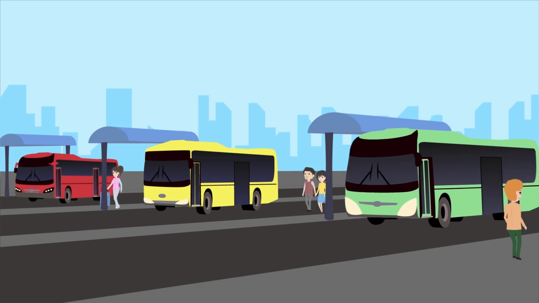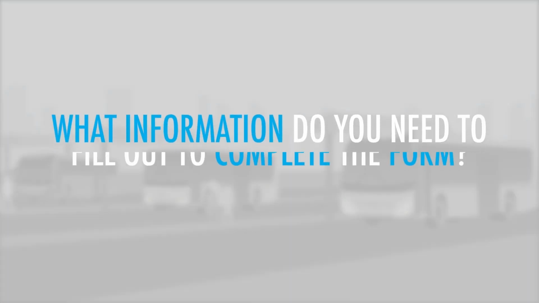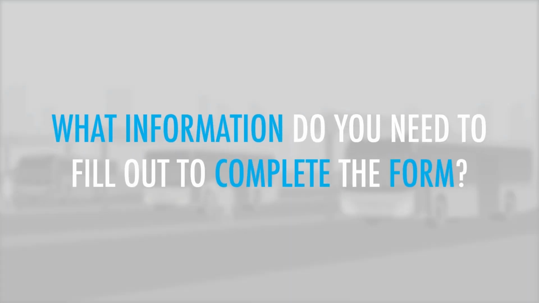You've just gotten off a plane and are walking through the bus terminal of the airport. There's a stall where you can exchange money at the bus terminal. You attempt to do so, but the staff member first hands you a form to fill out instead. What information do you need to fill out to complete the form?